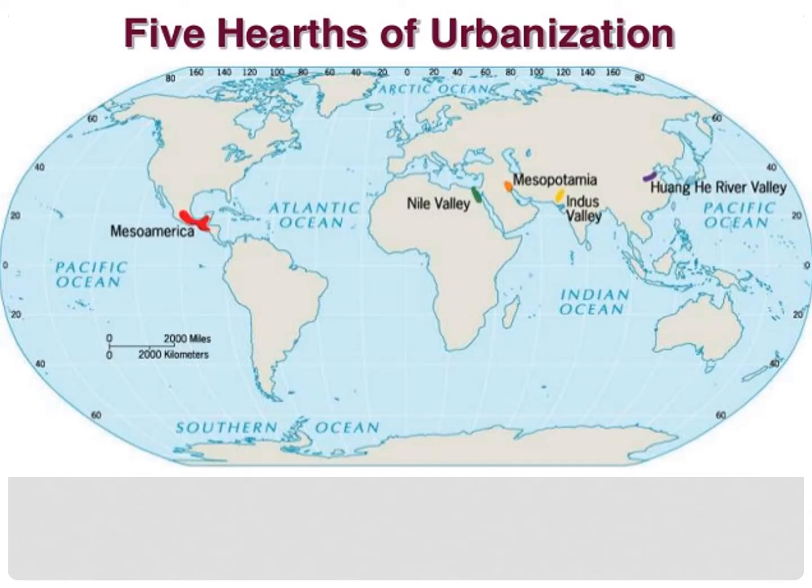Let's take a look. So we have our visual. These are the 5 hearths of urbanization. Okay, we said Mesopotamia, Indus River Valley, Nile River Valley, the Yellow and Yangtze River Valleys, and Mesoamerica. So my question, what else started here? And hopefully you said agriculture. Hopefully you said, aren't these also the same hearths of culture? Because they are. The same places that were the hearths of agriculture were also the same hearths of culture and then urbanization.